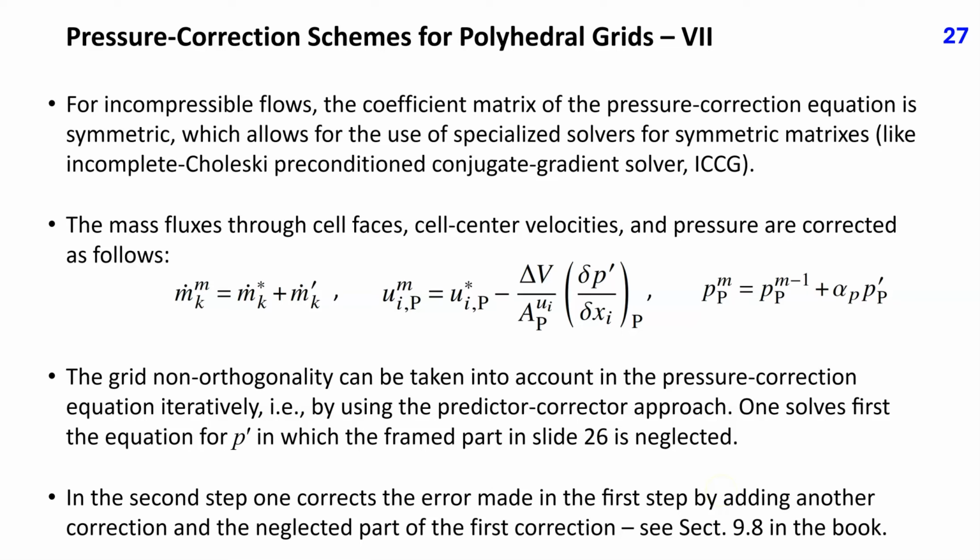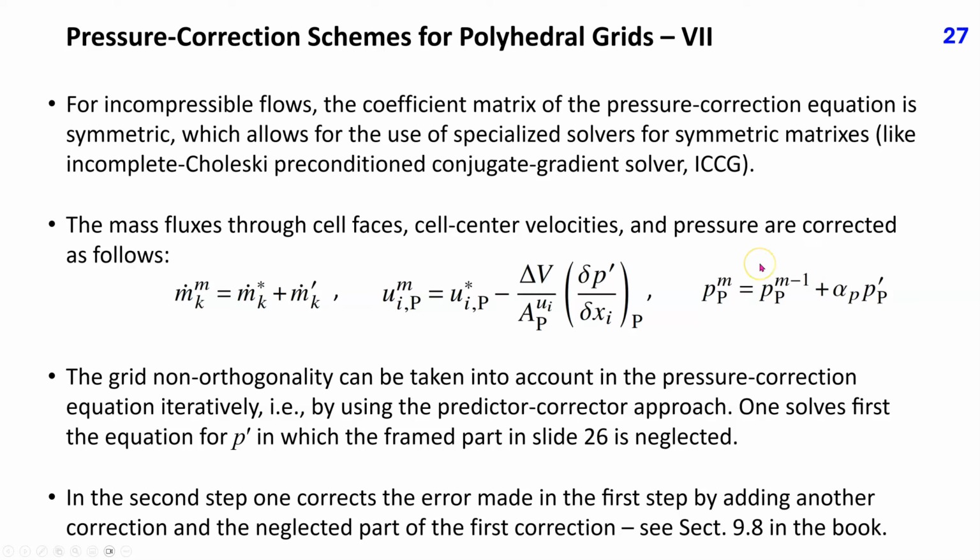For incompressible flows, the coefficient matrix of the pressure correction equation is symmetric, which allows for the use of specialized solvers for symmetric matrices, like the incomplete Cholesky preconditioned conjugate gradient solver, ICCG. The mass fluxes through cell faces, cell center velocities, and pressure are corrected as shown by these expressions.